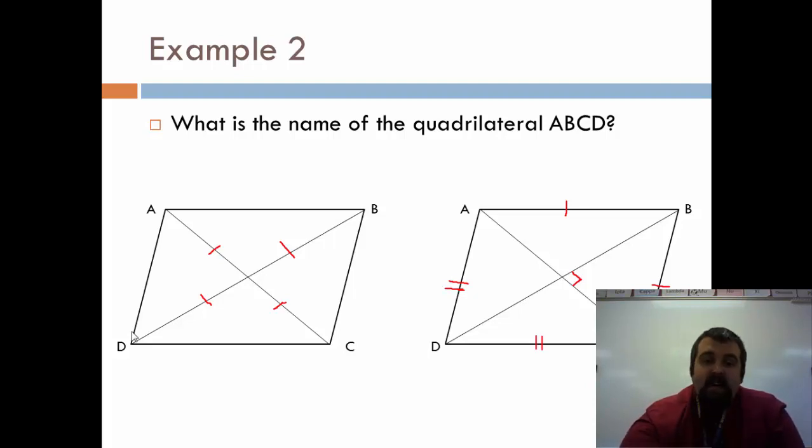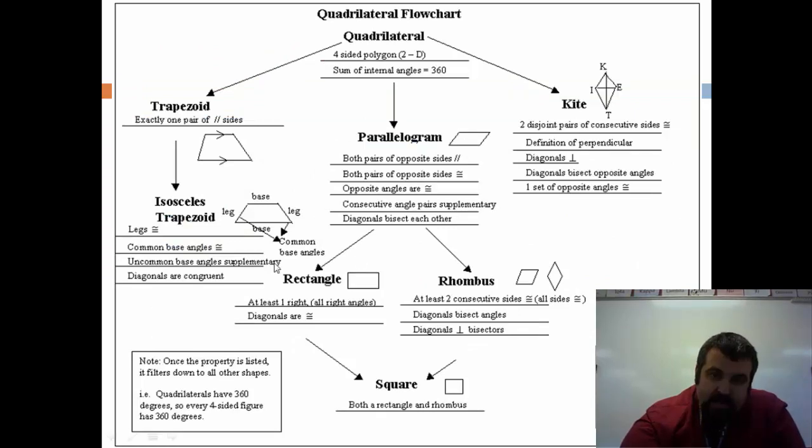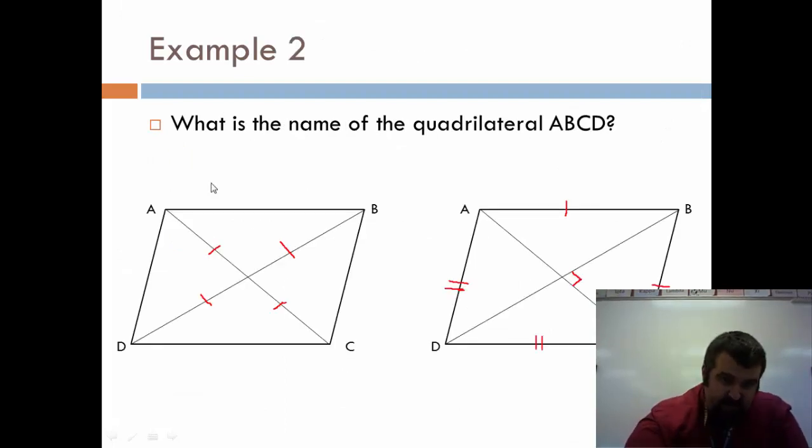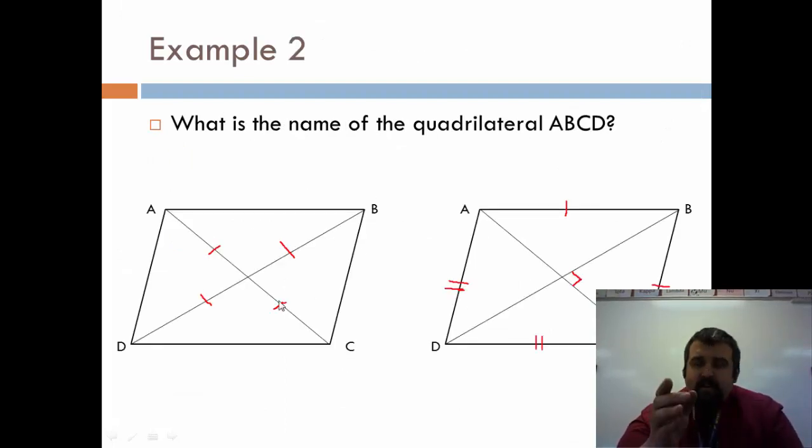Diagonals being congruent in a parallelogram, I'm thinking rectangle. Let's see. Parallelogram and diagonals being congruent. Rectangle. Yes. Even though it doesn't look like it. The left one here is a rectangle.